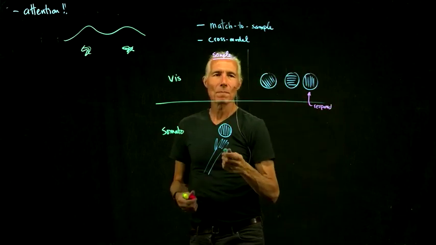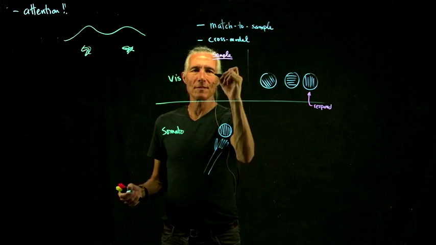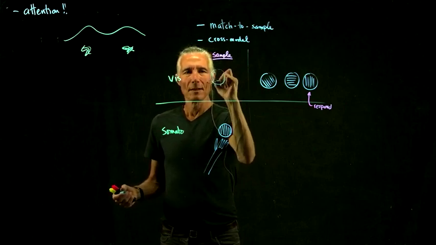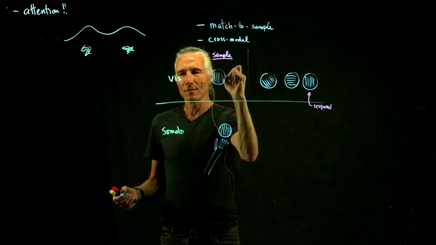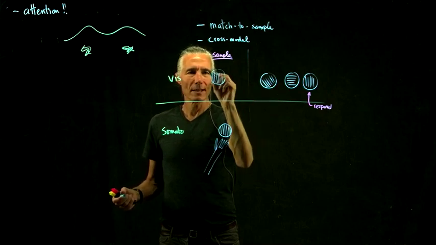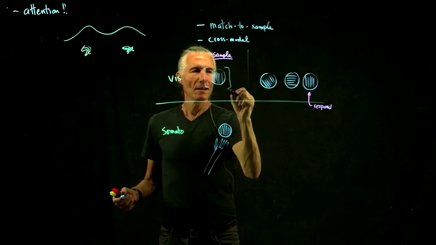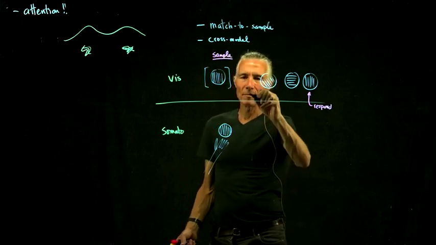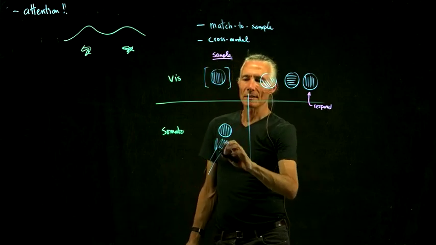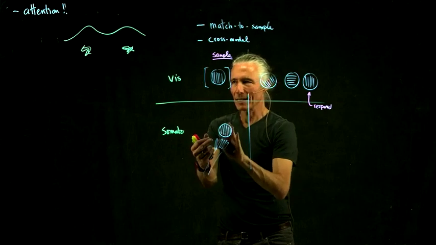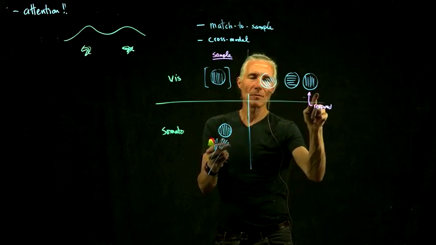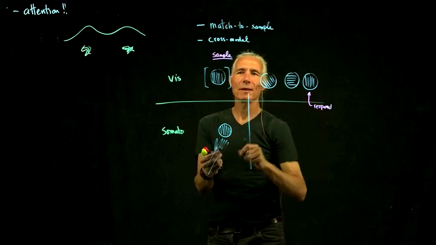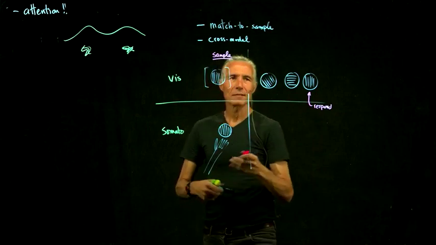You could also do a visual version of this experiment by just putting up a vertical grating like that, and then doing the same experiment. But the main one we're talking about here was a somatosensory orientation, and then the animal responds when it gets a match. So that's a match to sample. So this is the test.